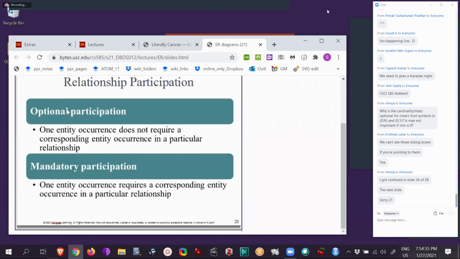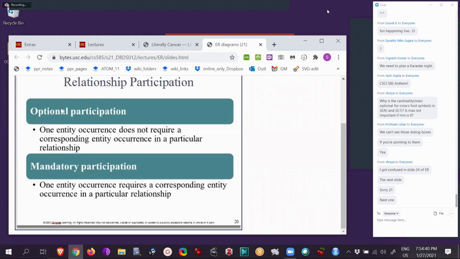Right, yeah. So optional basically means there's a 0 somewhere. That's really all it is. In a participation, if there's no 0 at all, because 0 means that's when you skip.